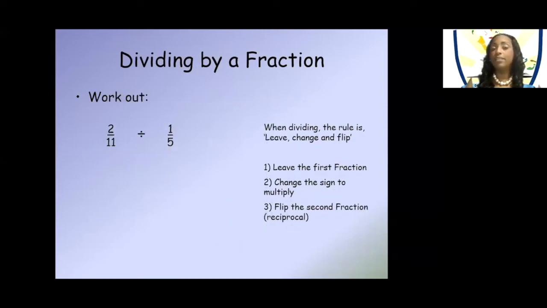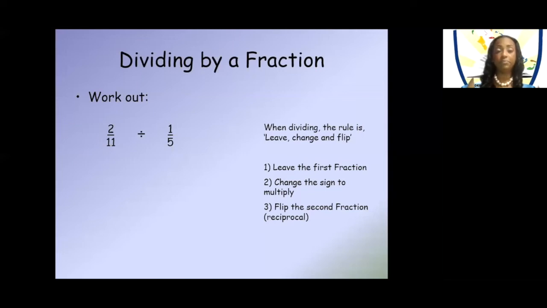I want you to work out the problem that I have on the screen. And kindly remember the rules when dividing fractions. You want to leave, you want to change, and you want to flip, or find the reciprocal. So you're going to leave the first part of that fraction. You're going to change the sign to multiply. Good. Then you want to flip the second part of the fraction, or again, find the reciprocal.